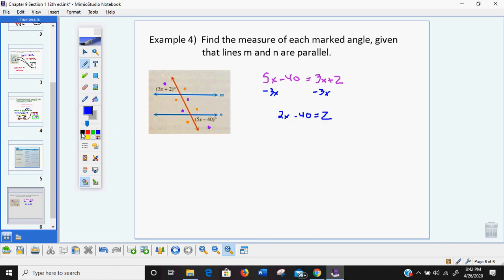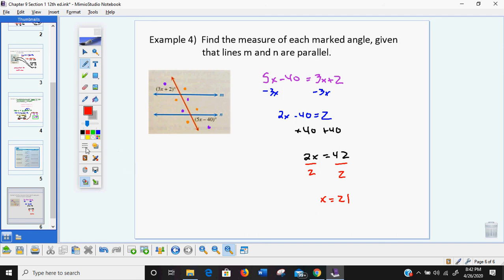I'm going to move my numbers to the right, so I'm going to add 40 to both sides. That gives me 2x equals 42. And my last step will be divide by 2. Now what I have is x equals 21. If they ask me for x, I'm done. If they don't, I have to plug it back in.